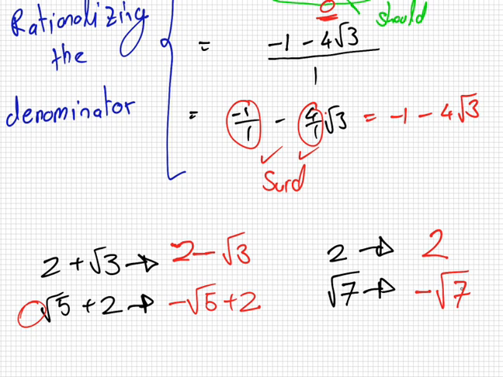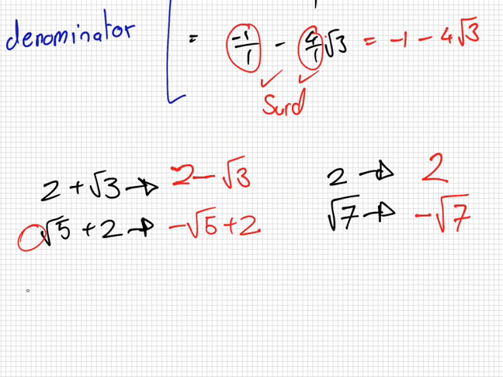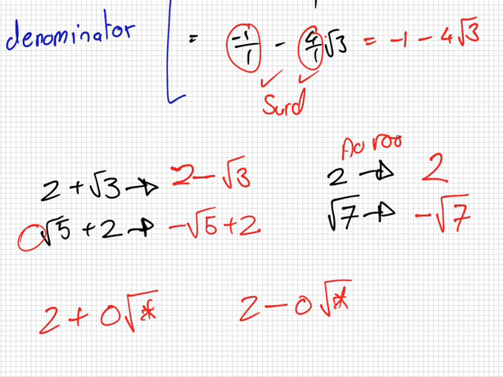Why 2? Why not? Because 2 plus no square roots of any number will be 2 minus no square roots of any number. There's no root. It doesn't change. Only the root part changes. You don't seem happy. You look very unhappy. You don't like that, no?